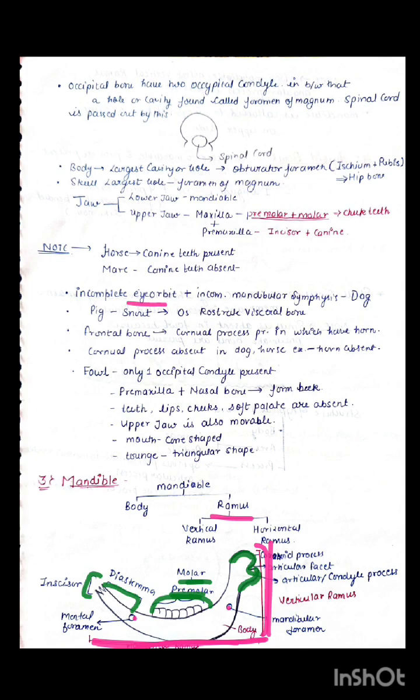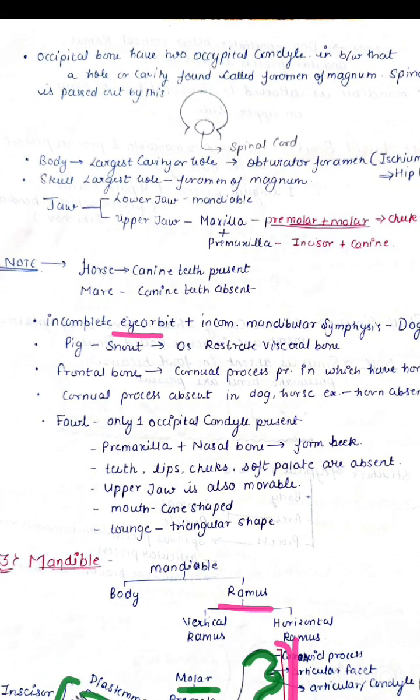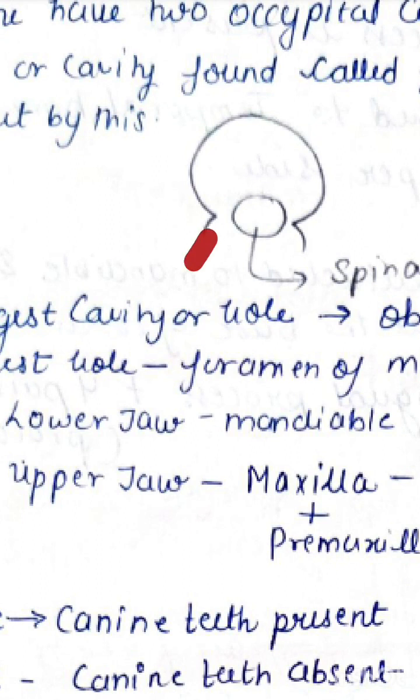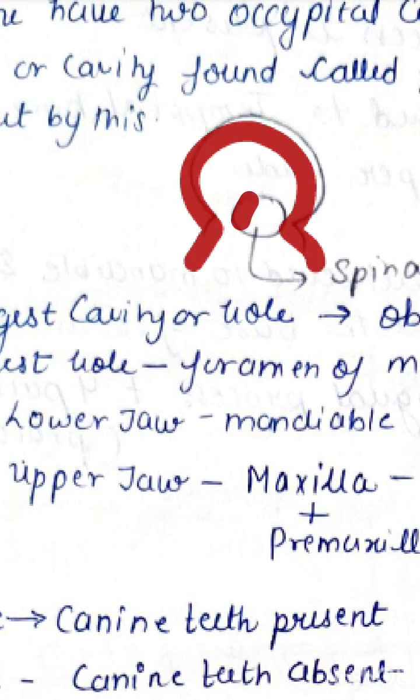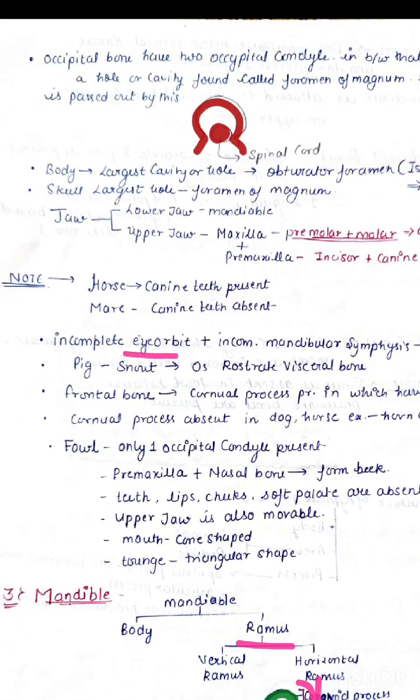Now we come to the next part. The occipital bone has two occipital condyles, in between them a hole or cavity is found, which is known as the foramen magnum, through which the spinal cord passes out. So this is the occipital bone, and from it there is a foramen, a hollow passage through which the spinal cord passes out. And now we come to the next part.